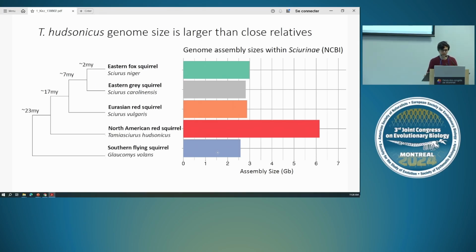I'd also like to emphasize that all of these assemblies are very high quality. They've been published in the last 5 years. They're all long read data, and some of them have Hi-C data too. So this is not an artifact of methodological differences. We think this is real.